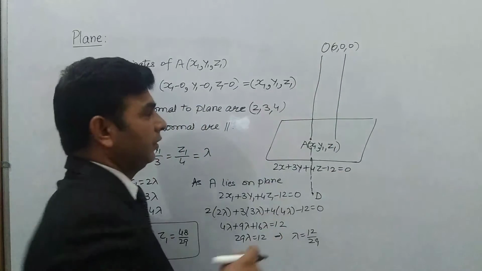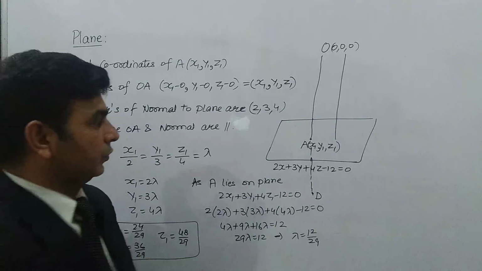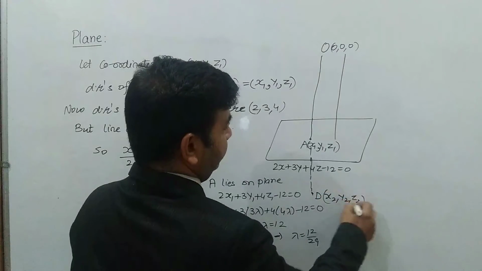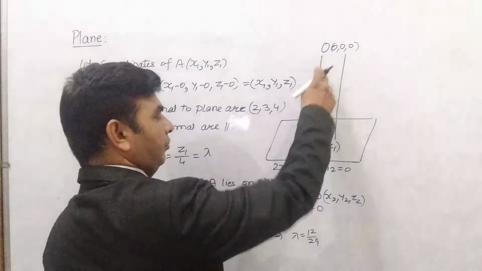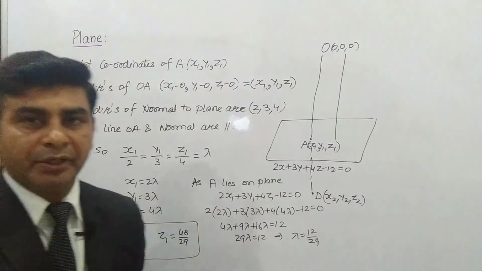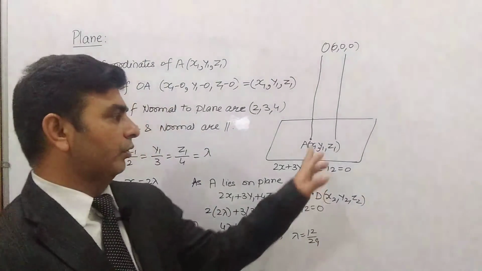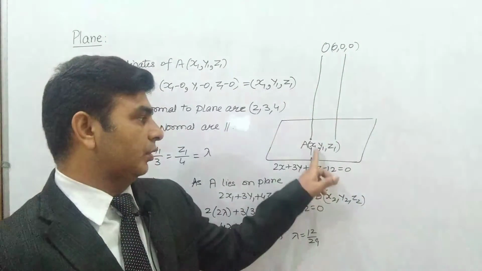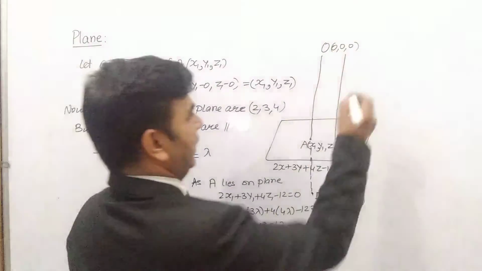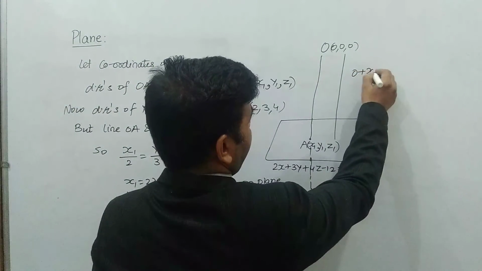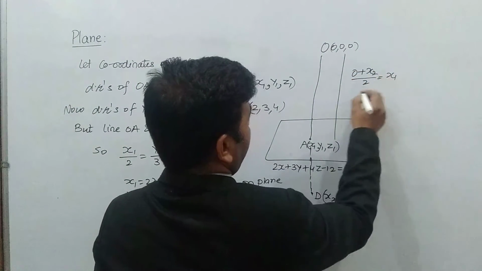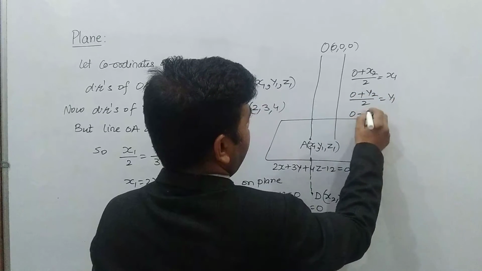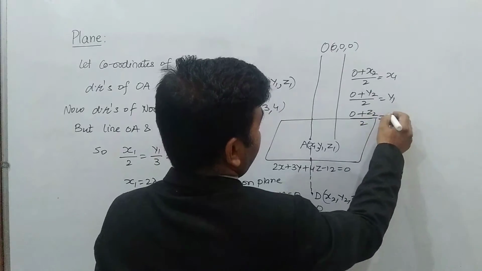So D is the image of the O point. So naturally let this be (x2, y2, z2), then this point A is the midpoint of O and D. So by using the midpoint formula we can find the coordinates of D also, because (0 + x2)/2 = x1, (0 + y2)/2 = y1, and (0 + z2)/2 = z1.